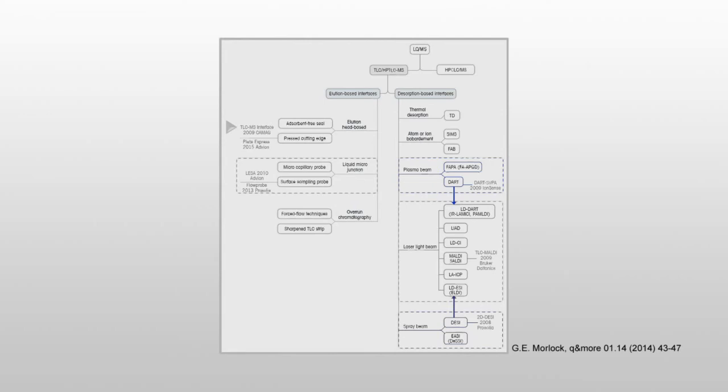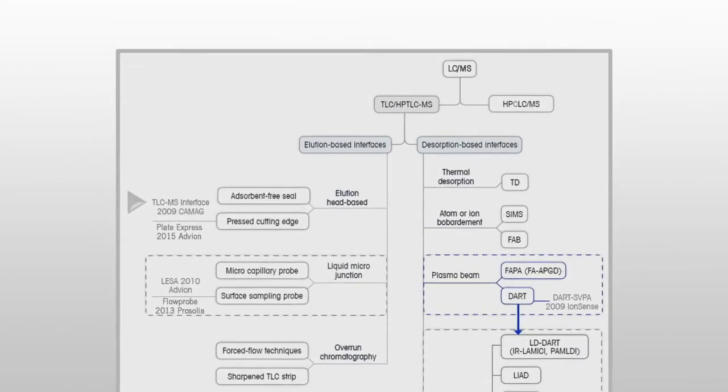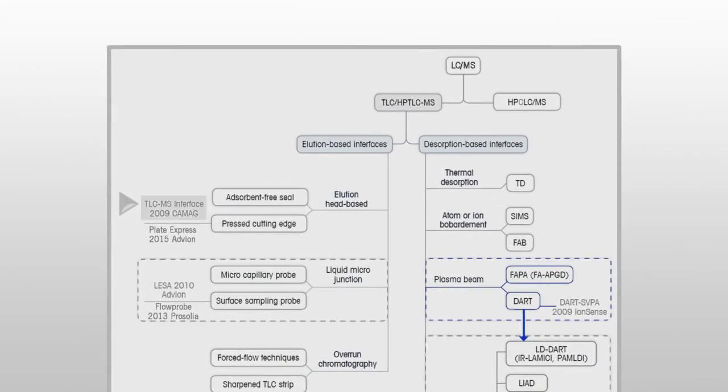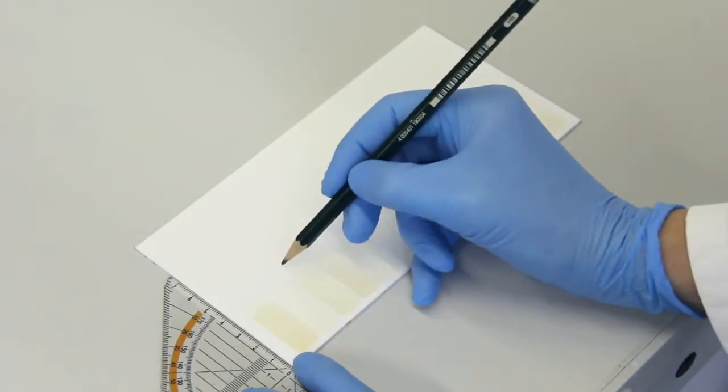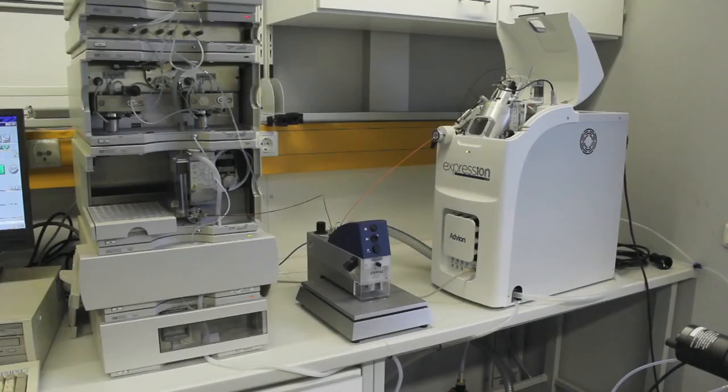Mass spectrometry followed. The elution head-based TLC-MS interface, marked gray on the left side, was used for elution of zones of interest. Estrogen-effective zones were marked with a soft pencil, and the TLC-MS interface was connected with a single quadrupole mass spectrometer. Of course, a high-resolution mass spectrometer is recommended for characterization of unknown bioactive compounds. However, it was not available.